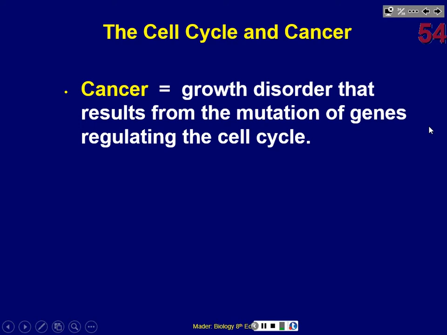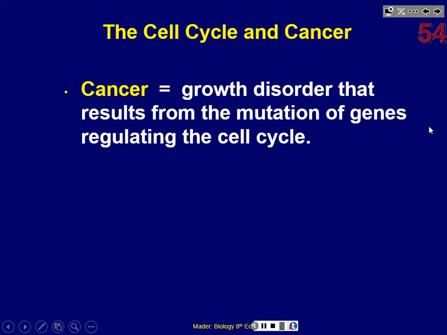So what does it mean when we say results from the mutation of genes that regulate the cell cycle? Well, remember, genes are recipes for proteins. So what we're talking about are those proteins that are involved in cell cycle regulation. So you've got a mutation in those recipes, those genes, and those proteins aren't regulating the cell cycle.